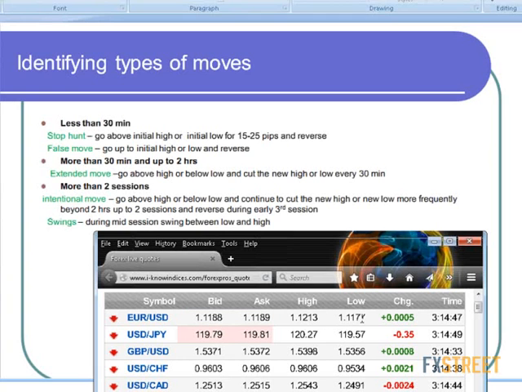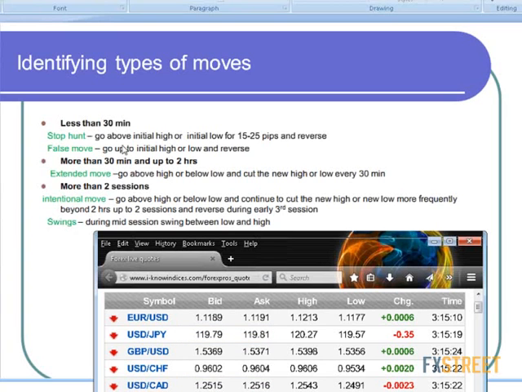The stop hunt is one where they come to the low, breach the low and go below for about 15 to 25 pips, and reverse the market in less than 30 minutes, coming above the initial low, and that is referred to as a stop hunt. Whereas a false move is one where they come closer to the low and suddenly reverse in less than 30 minutes, breach the high, stay above and start moving upward. This false move, they do before the extended or the intentional move.